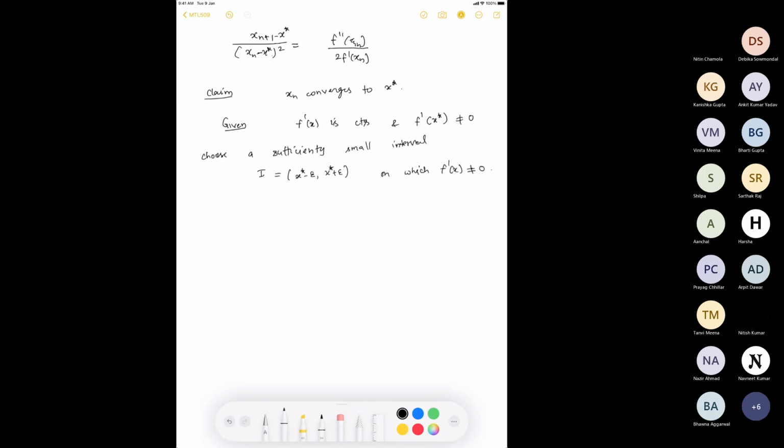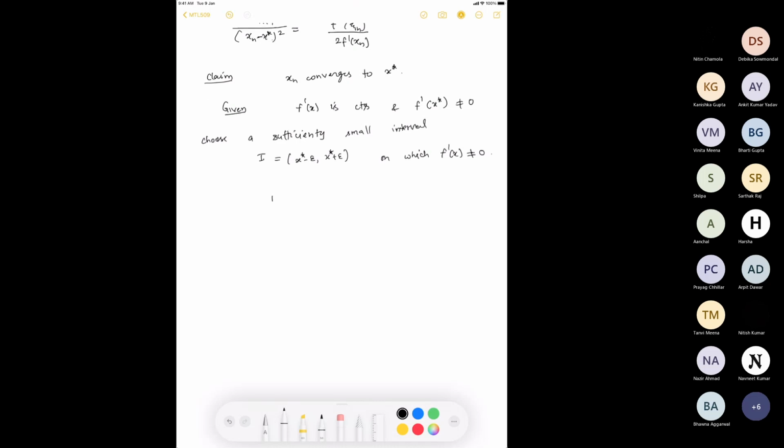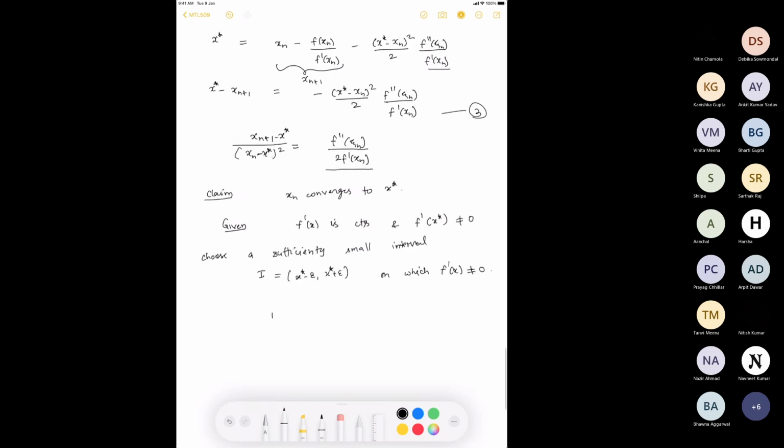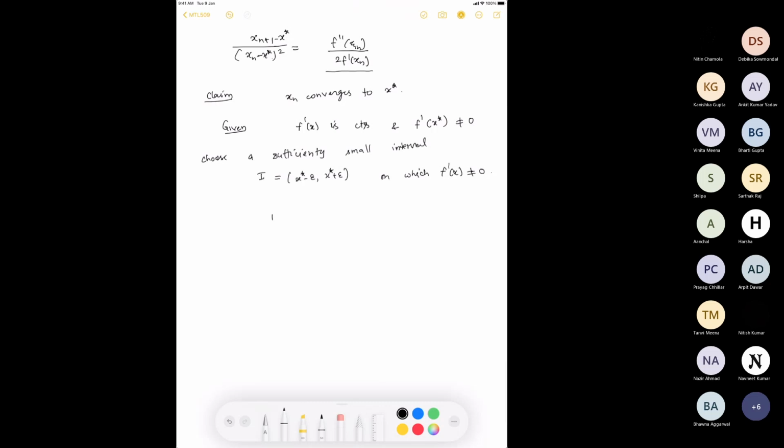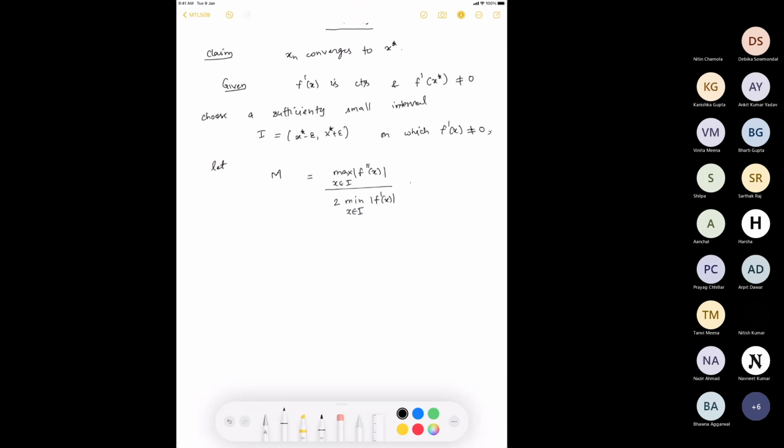So now I'm just going to introduce one quantity here, taking the motivation from this quantity because I will use it further. So I'm taking the maximum of f double prime of x over this interval I. Okay. And I'm taking the minimum of f prime of x over the interval I. And I'm going to call this quantity m.